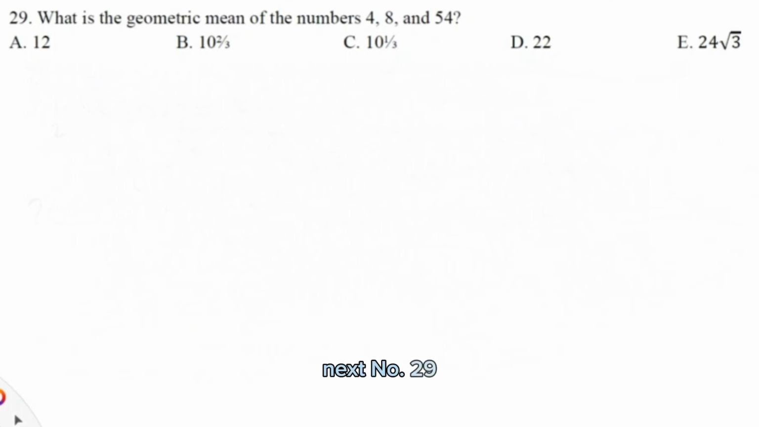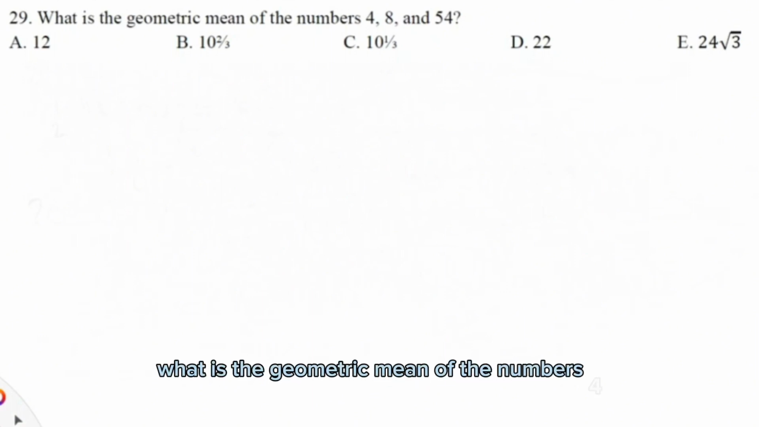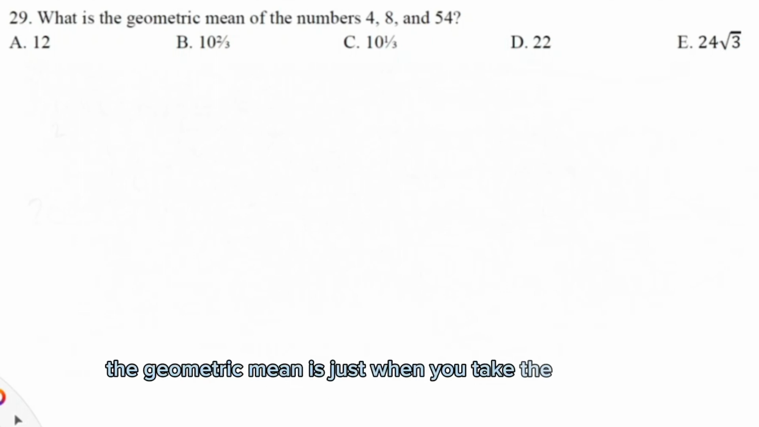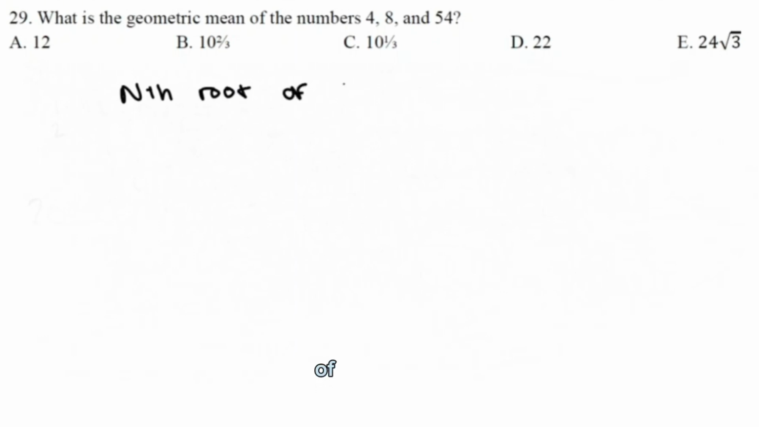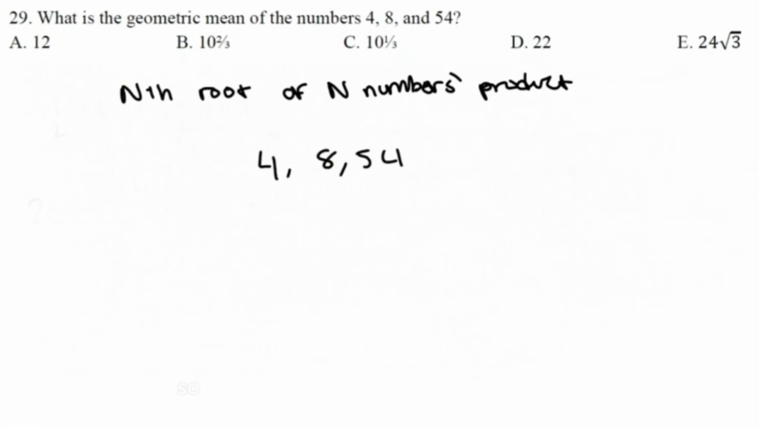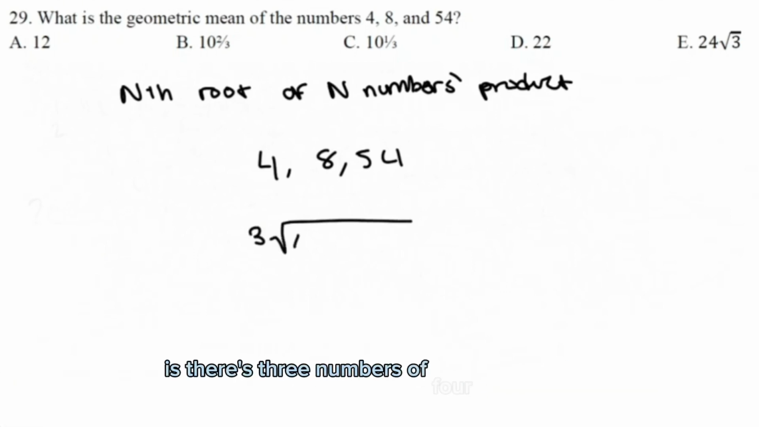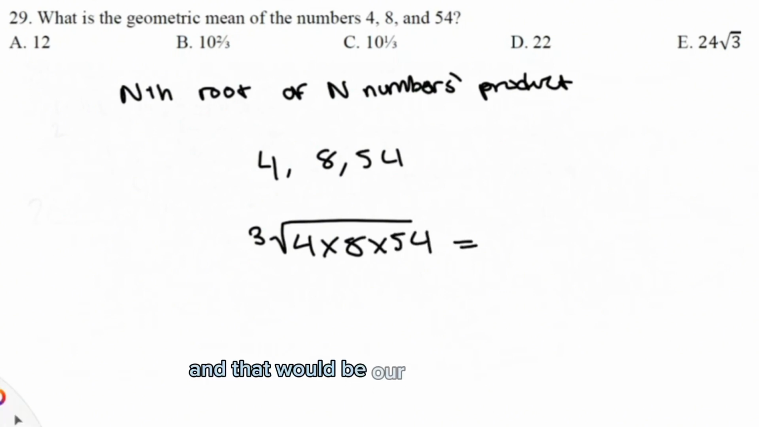Next, number 29. What is the geometric mean of the numbers 4, 8, and 54? Alright, the geometric mean is just when you take the nth root of the product of n numbers. So in our case, we have 4, 8, and 54. So what we do is we would take the cube root, since there are 3 numbers, of 4 times 8 times 54. And that would be our geometric mean.